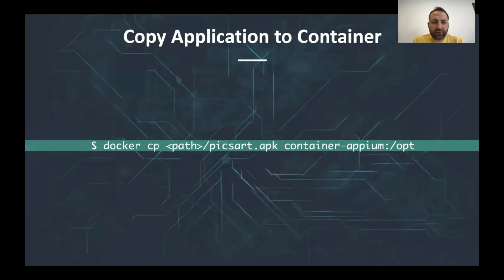So to be able to run the mobile application tests, we will need this mobile application in the Docker. So before running anything, we are copying the application to the container. To do this, you will need to run docker cp. You give the path from your local machine, and then you say that you want to copy this file to put inside the container appium opt folder.